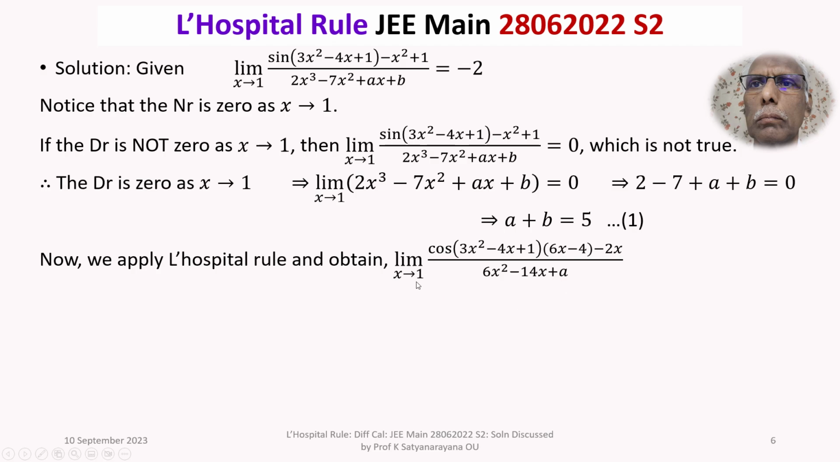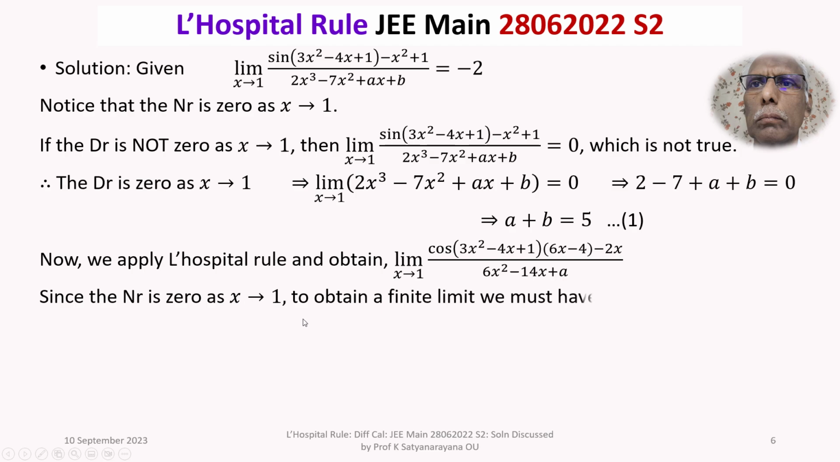Now again we see, as x tends to 1, the numerator is 0. How? As x tends to 1, cos of 0 is 1, multiplied by 6 − 4, that is 2. So 2 minus 2 into 1, that is 2 − 2, is 0. Since the numerator is 0 as x tends to 1, to obtain a finite limit, namely −2, we must have the denominator 0 as x tends to 1.